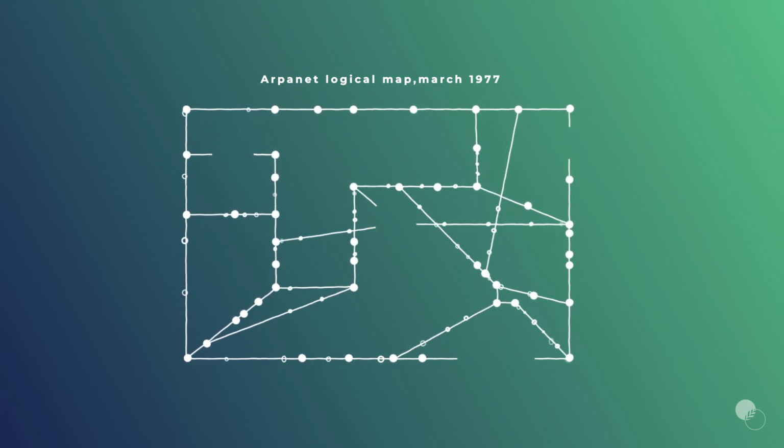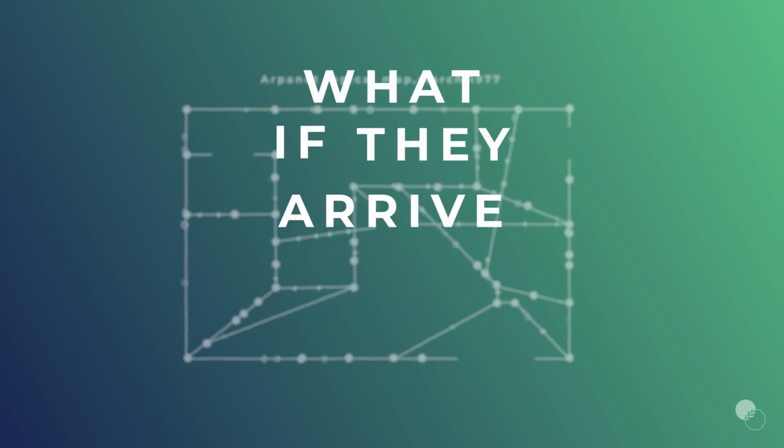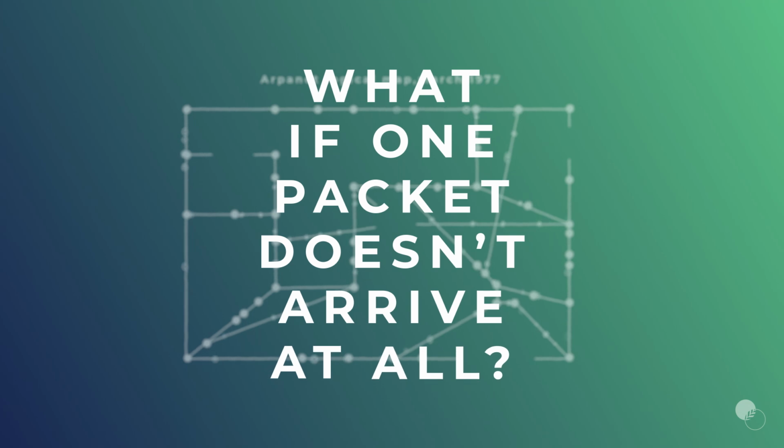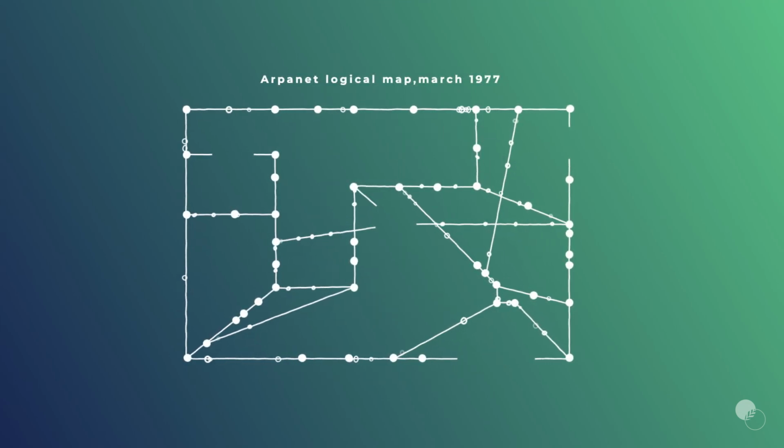But this inevitably raises the question: in an increasingly complex network, how do these packets of data know where to go? And what if they arrive in a scrambled order? Or what if one packet doesn't even arrive at all? Well, we'll get into that next time, as we continue our exploration of the incredible process we call the internet.